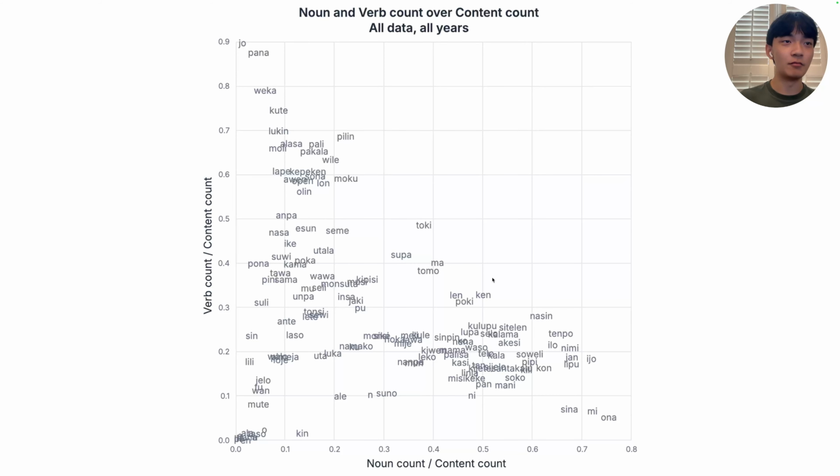And down here, we have more like nouny words. So these are words like kudupu, sitelen, nasin, tempo. Sitelen here is interesting because it seems to be used a lot more as a noun than it is as a verb. We have like akasi, sodi, pipi. All of these are around here. And we also have right here, this is more of an adjective-used words. So like words like pona, sui, ike, nasa, all of these are going to be around here.